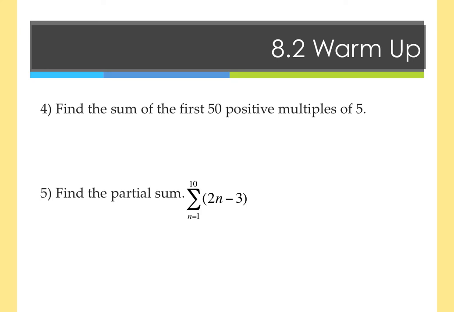All right, 4 says find the sum of the first 50 positive multiples of 5. So it's a sum. If it's a multiple of 5, it's going up by 5 each time, so it's arithmetic, which means we can use this formula. n over 2 times first plus last. What's the number of terms if it's the first 50 positive multiples of 5? How many numbers are in there? There's 50.